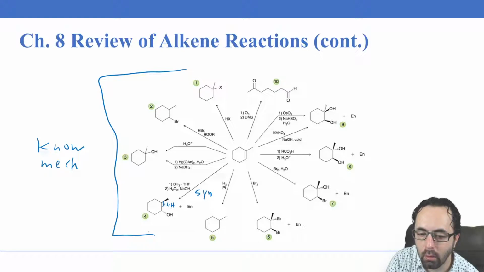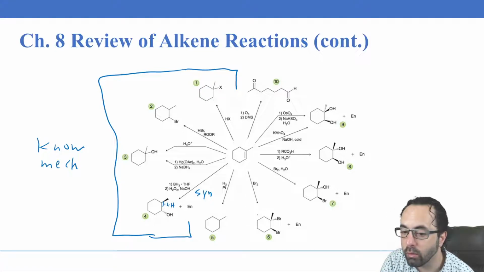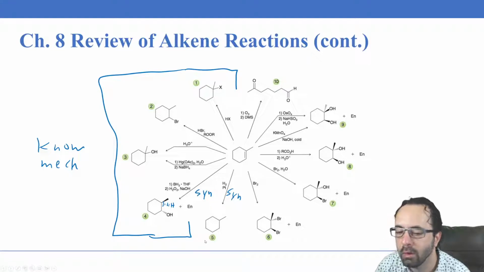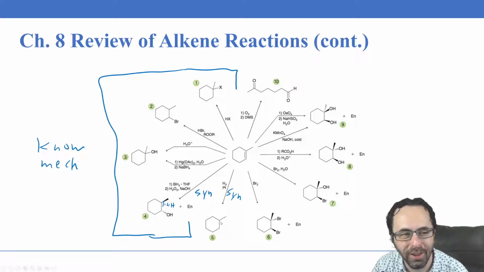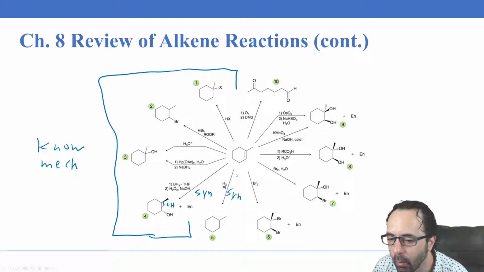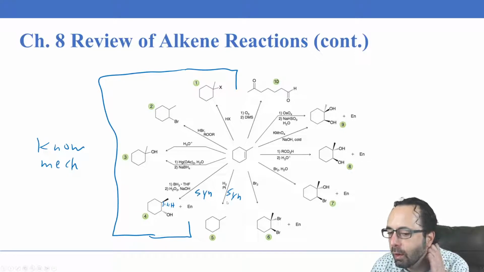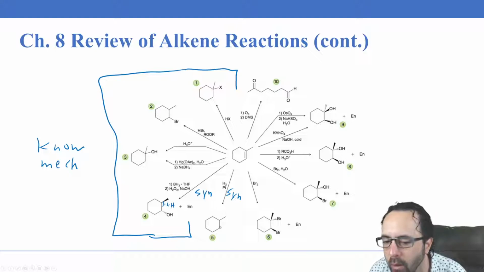And that's all of these right here. You need to know the mechanisms for these. For the addition of H2, remember that this is also going to be a syn addition. But the mechanism here was shown basically with a picture. You have the hydrogens attached to a metal surface, and then they add to the double bond. I won't ask you to draw a 3D picture of metal surfaces, so you don't have to worry about a mechanism for this one.